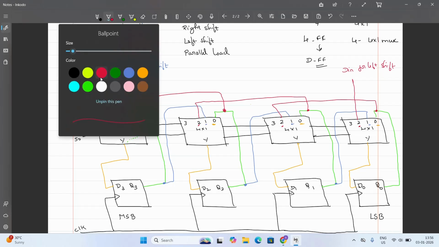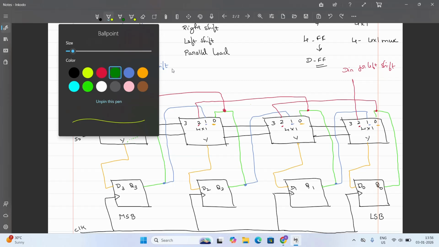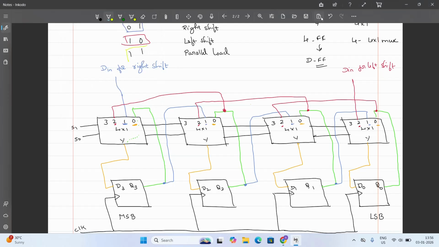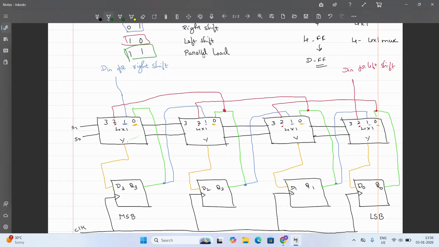Okay, now coming to the last one, that is 1 1. Okay, let's use another color. So 1 1 means parallel load. For the last input, the operation is parallel load. Parallel means at the same time. Load means you have to load data to all the flip-flops at the same time. Load the direct value to all the flip-flops at the same time.